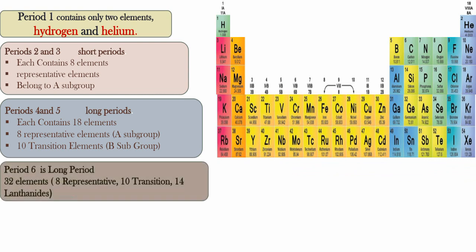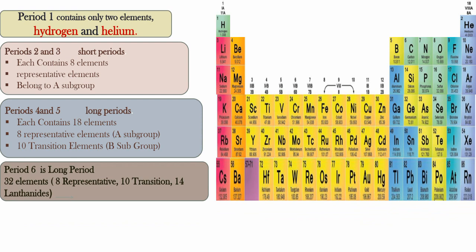In period 6, that is a long period, there are 32 elements in which 8 are representative or normal elements, 10 are transition elements and 14 are inner transition elements known as lanthanides, which have atomic numbers from 57 to 71, and they are basically placed at the bottom of the periodic table.